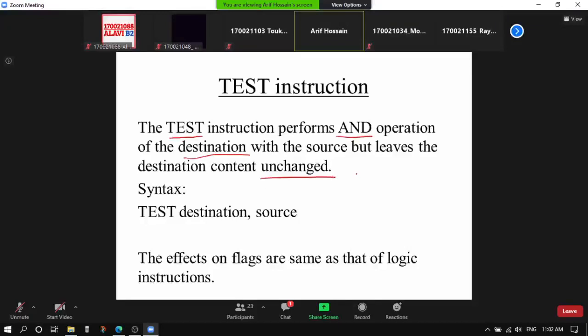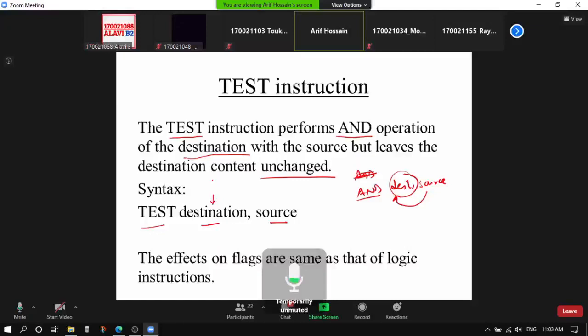If you perform AND with your destination and source, then this instruction performs AND between them and stores the result in destination. But in test, if you perform test destination and source, then it will perform the test operation, but your destination will remain unchanged. Is it okay? Yes, sir. Now you might be a bit confused: what is the purpose of this test, because the destination is not changing?